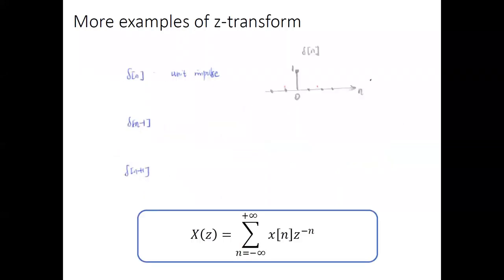One more example is associated with this special signal delta of n. We know it's the discrete time unit impulse, takes value 1 when n equals 0, takes value 0 otherwise. Try to use the definition of z transform to calculate z transforms of these three signals: delta of n, delta of n minus 1, delta of n plus 1.